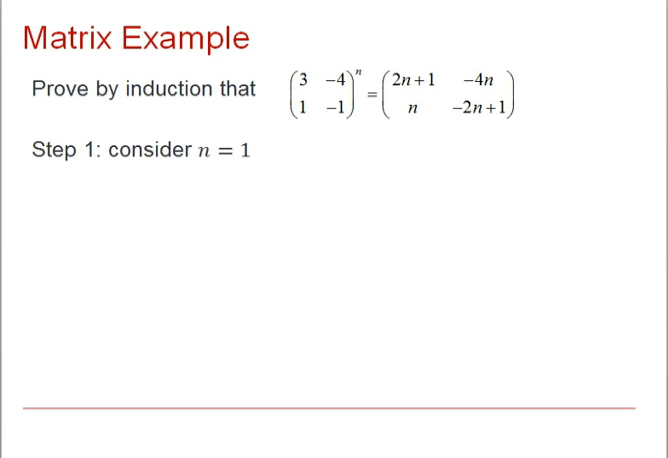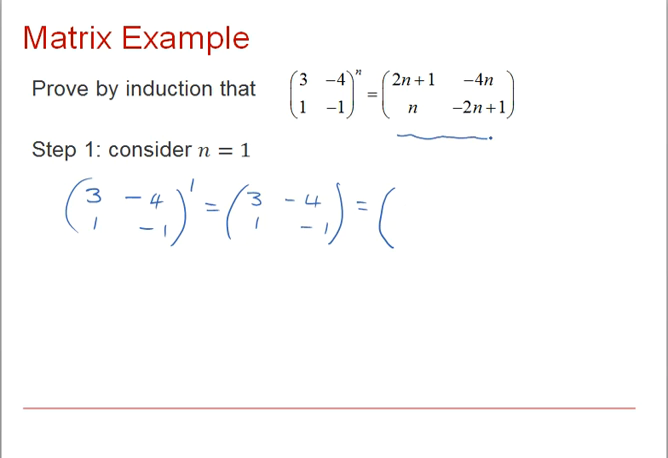Let's start with step 1. We need to consider n equals 1. Therefore, we're looking at the matrix (3, 1; -4, -1) to the power 1, which of course just equals (3, 1; -4, -1). And we need to see if we can write it in the same form as is given above.